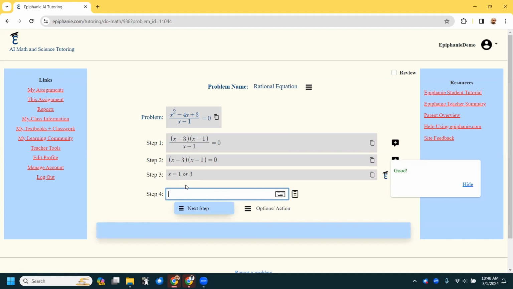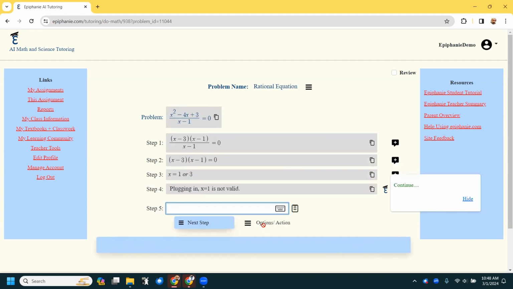And then finally, I'm going to plug these back in. And what I'm going to do is enter some text here. I'm going to insert a line of text, and it gives me the option to put some text in here. I'm going to backspace over that and say, plugging in x equals 1 is not valid. And I'm going to enter that as text entry without review.